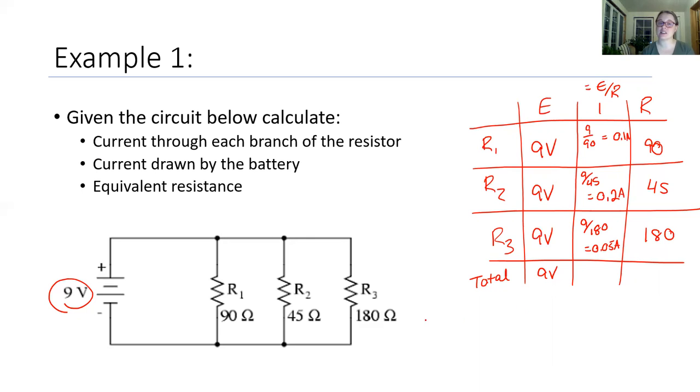Now, Kirchhoff's law says the current leaving the battery is equal to the sum of the currents traveling through each branch. So we add these three together, and 0.35 amps is the current. This is just a straight sum. This one is the same, and this one is weird. Now, we can do it without doing anything weird. We could say, well, we know the voltage and we know the current, so we can calculate it. You sure can. That's definitely allowed. So let's do that.